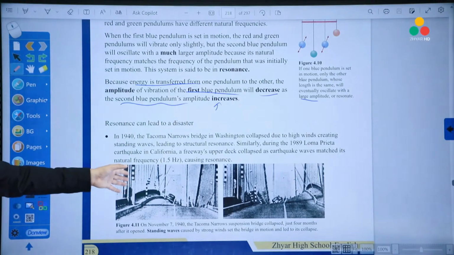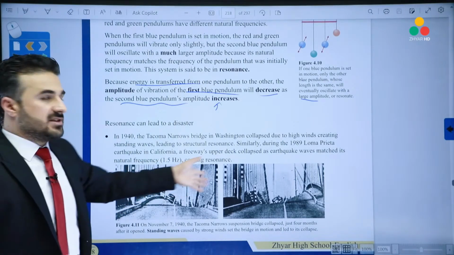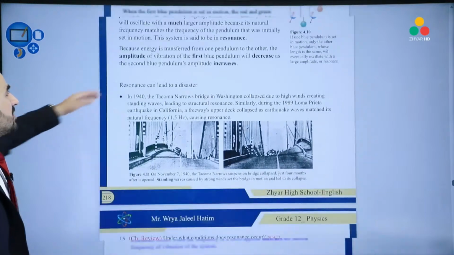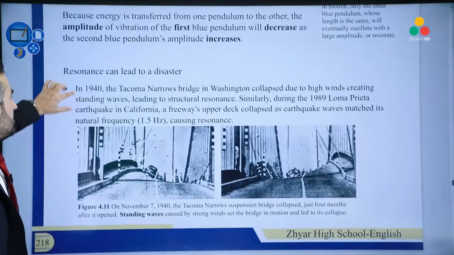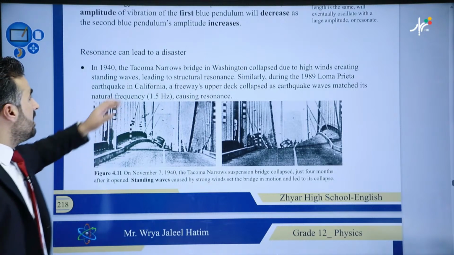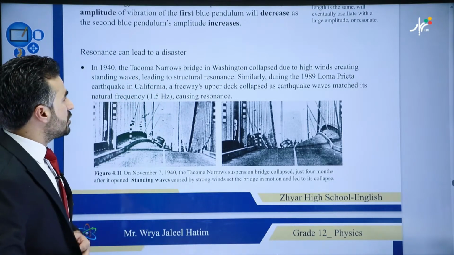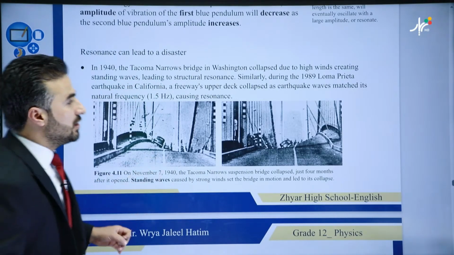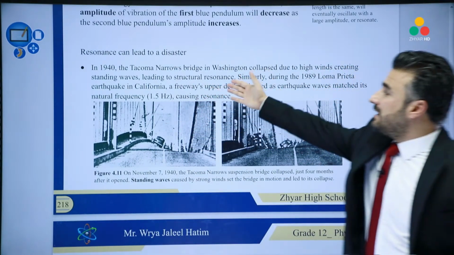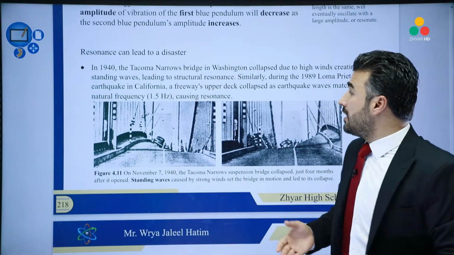All right, so take a look at these examples. These are some of the side effects of resonance. It could be destructive. Resonance can lead to a disaster. As you can see in the pictures here, in 1940 the Tacoma Narrows Bridge in Washington collapsed due to winds creating a standing wave leading to structural resonance.